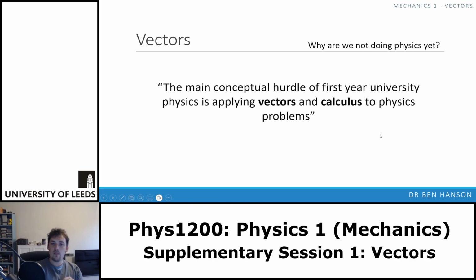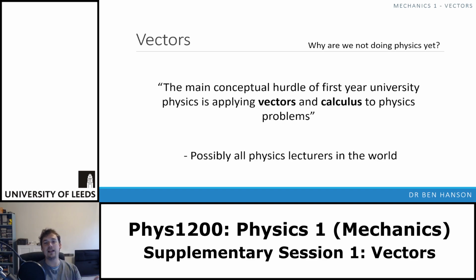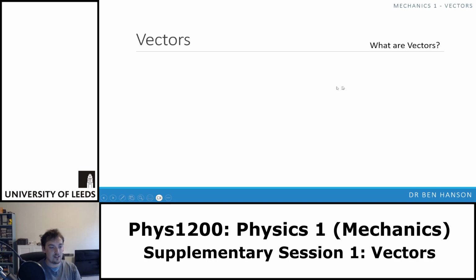So here's a quote. The main conceptual hurdle of first year university physics is applying vectors and calculus to physics problems. Who said that? Probably every physics lecturer in the world. It turns out that that is one of the biggest things that we need to get over in first year, and that's what I'm going to try and help you with today. Taking that idea of a vector that you've learned in maths and applying it to physics problems. Thinking about physics concepts in terms of vectors as well as scalars.